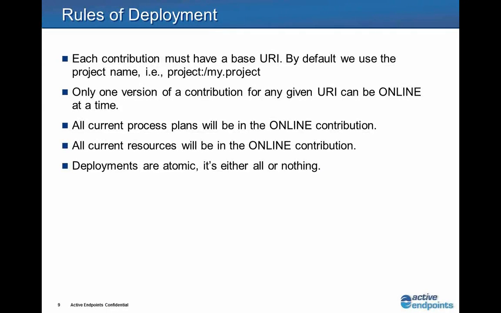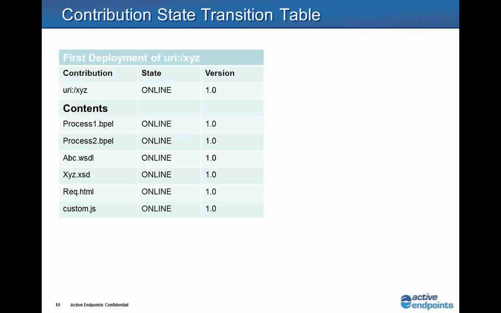And then only one of these can be online at a time. All of the current process plans will be online within a contribution, and all current resources will be online. And all the deployments are atomic. If the whole thing doesn't work, it's as if none of it happened.